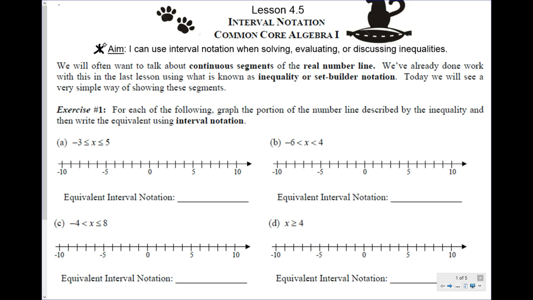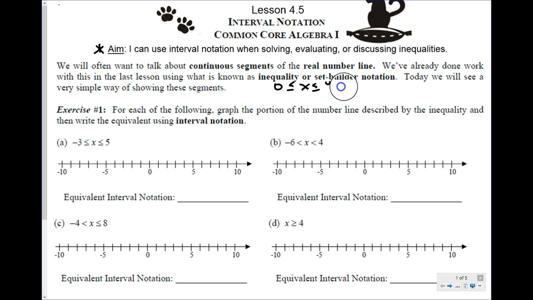We will often want to talk about continuous segments of the real number line. We've already done work with this in the last lesson using what's known as inequality or set builder notation. That's that notation where it's like x is less than 4, less than 0. That's set builder notation. Today we'll see a very simple way of showing this kind of notation, instead of having to use the less than or greater than signs.